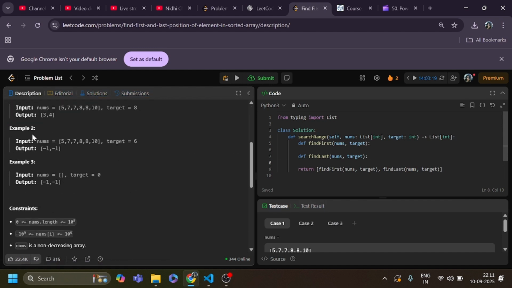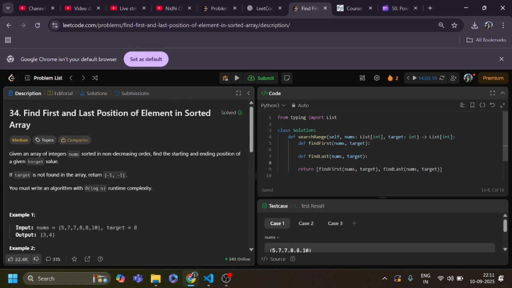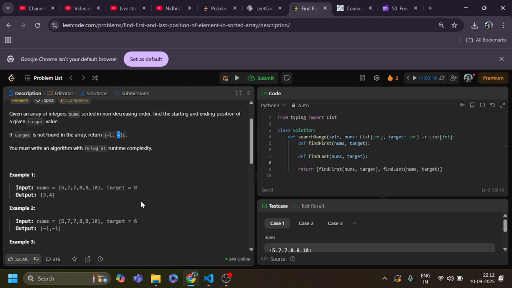The statement is: given an array of integer numbers sorted in non-decreasing order, find the starting and ending position of a given target value. If the target is not found in the array, return -1 and -1. You must write an algorithm with O(log n) runtime complexity.